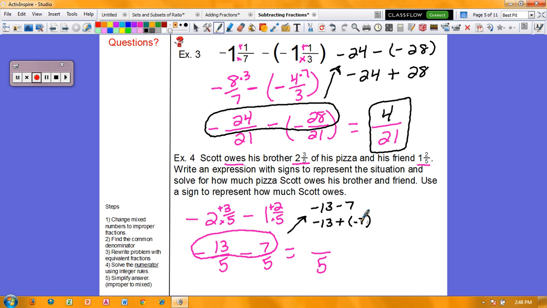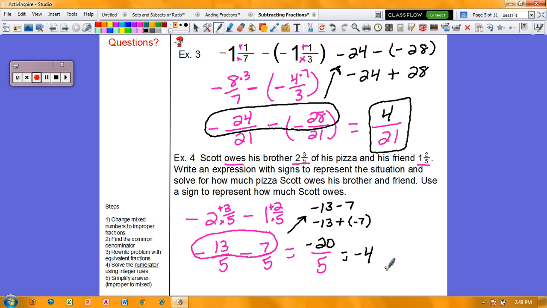We're adding negatives. We add like normal. Make the answer negative. 13 plus 7 is 20. Make the answer negative. So I have a negative 20 over 5. Now I can reduce that. So 5 goes into 20 4 times. And we know we have to have a negative number. So that would be negative 4.